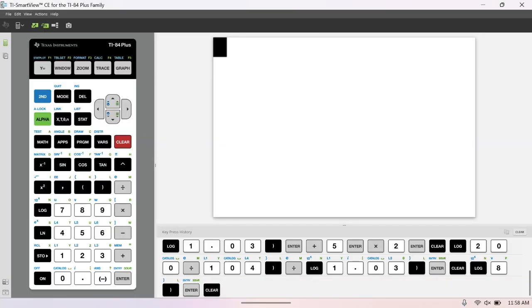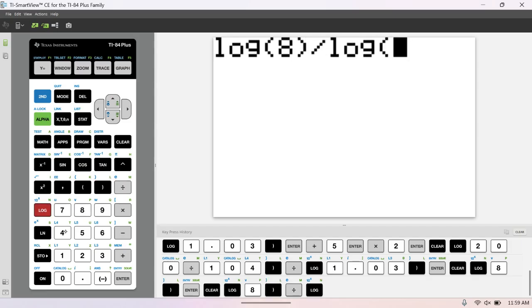Be very careful with how you put it in. Make sure you're closing your parentheses. So I'm going to type in log, using the log key, of 8, close the parenthesis, divided by log of 4, close the parenthesis. Make sure you close that parenthesis on the log of 8. If you do not, it will do the divide by log of 4 within the log of 8. All right? So since I closed the parentheses, it's saying that those are two separate numbers and I'm dividing. Hit enter, I get 1.5.